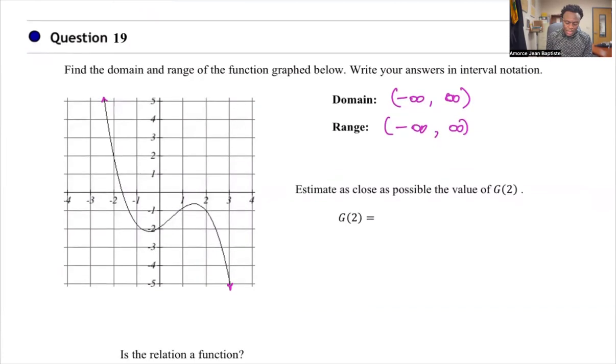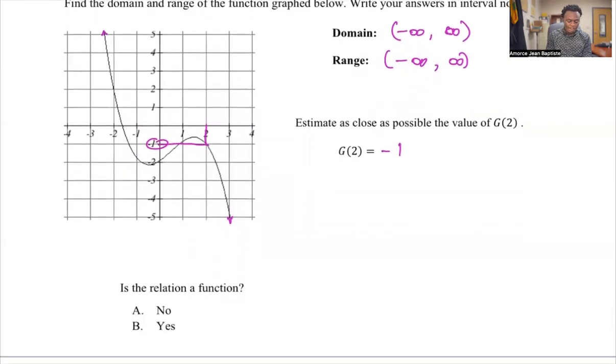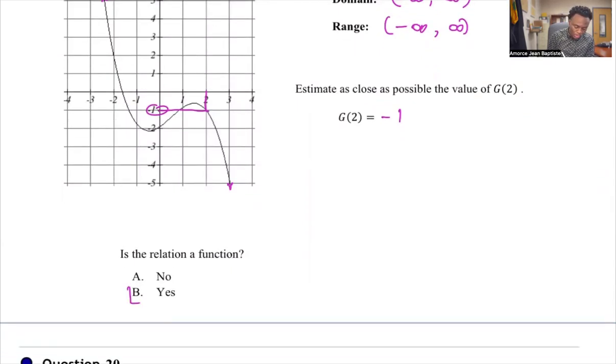And we want to estimate g of 2. That means the y value for x equals 2. x equals 2, the y is -1. So g of 2 equals -1. Is it a function? It will pass the vertical line test, then yes, it's a function.